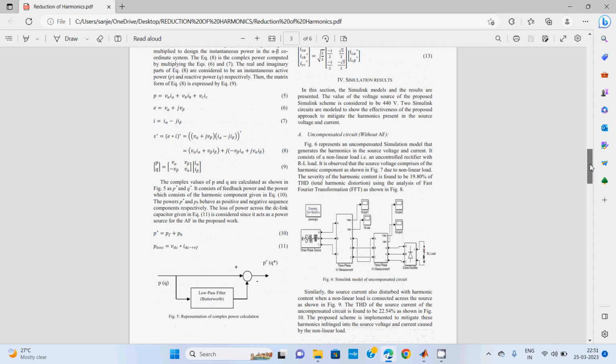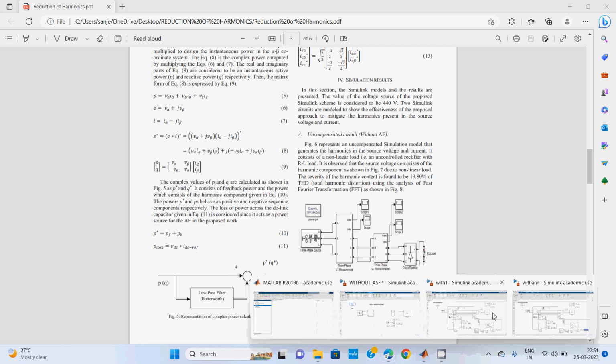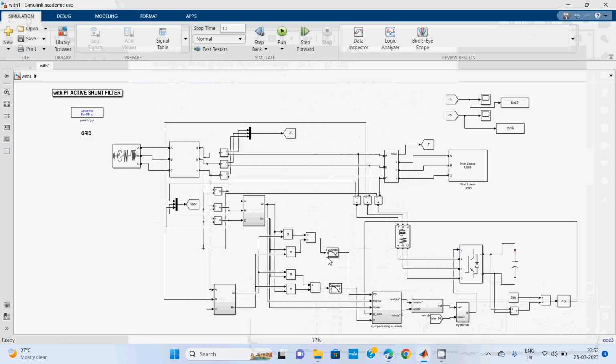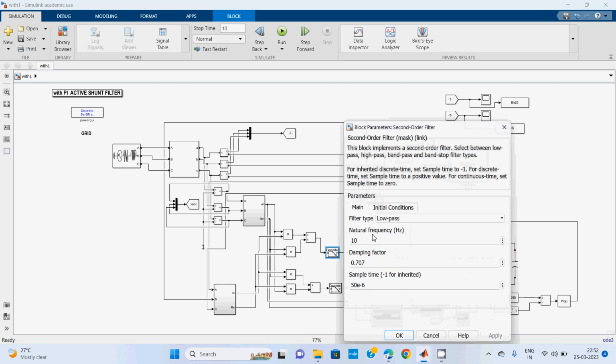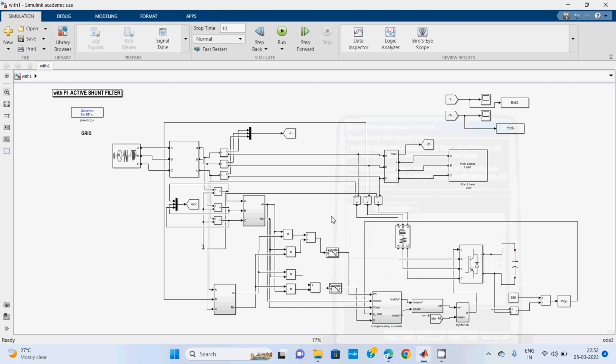Whatever the active and reactive power, we are connecting to the low pass filter. This one is the low pass filter. Here we need to mention the natural cutoff frequency of your filter, which will be as low as you require. Suppose I mention 10 here, it can mitigate the higher order harmonics, higher order terms. That means it does not allow the higher order elements. That is what I mean to say.